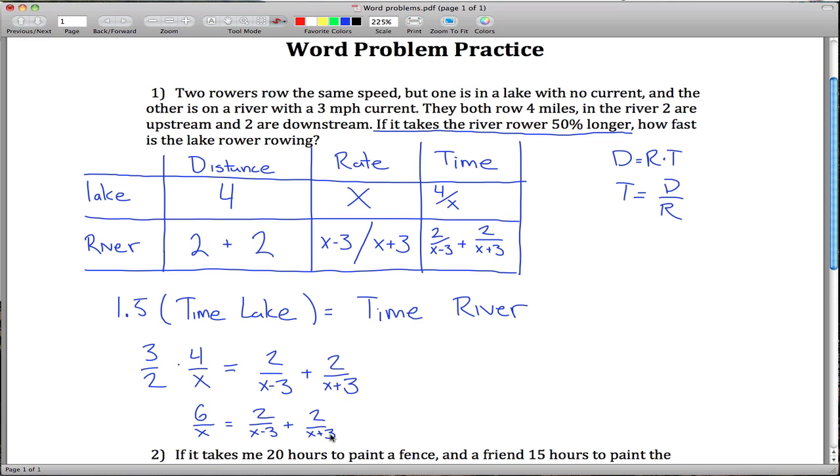Now, to make this a little bit smaller, you could divide both sides of the equation by 2, change this to a 3, this to a 1, and this to a 1. But I don't think we did that in class today. I think we just went ahead and solved it, so I'll go ahead without doing that.